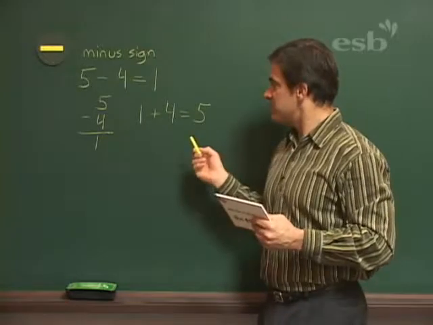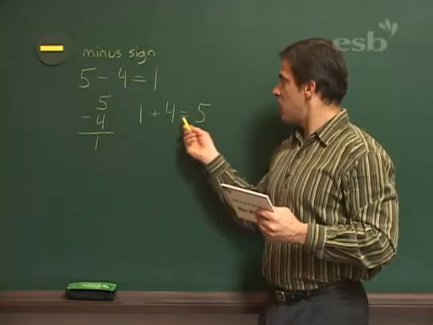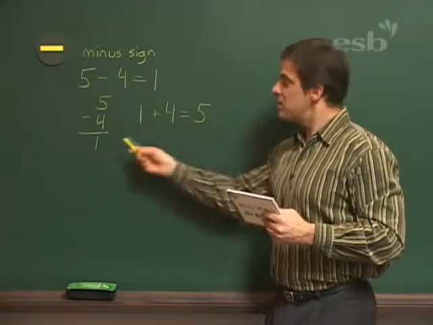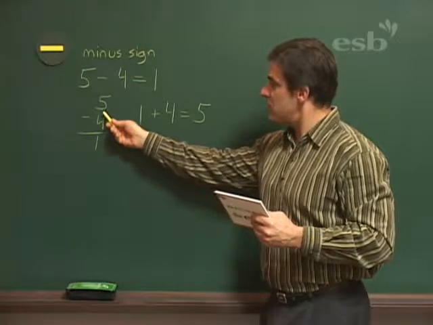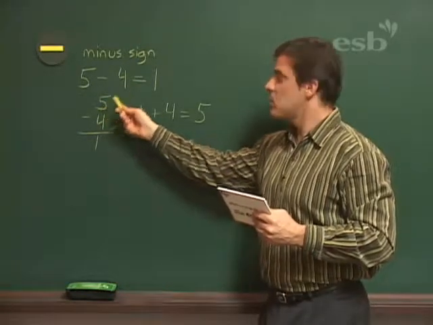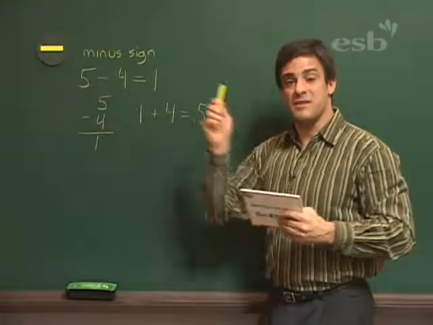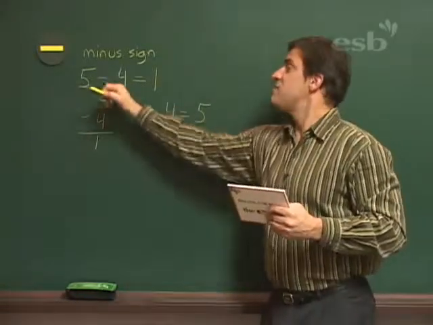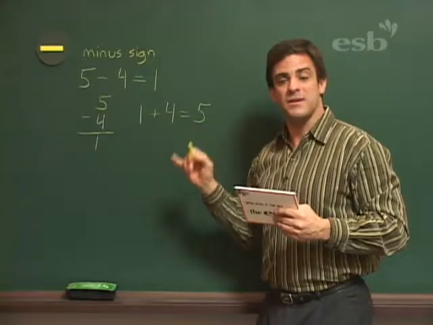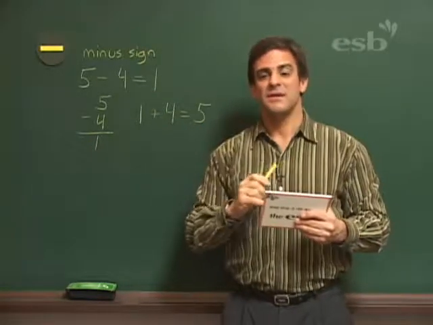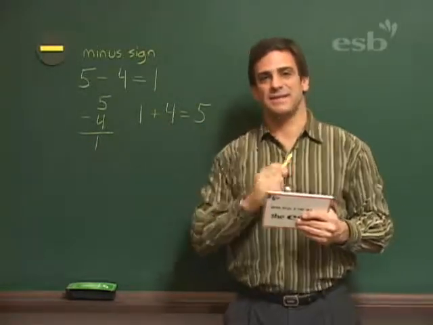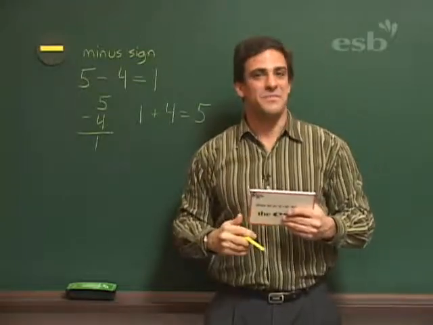And it is. 1 plus 4 equals 5. Therefore, 5 minus 4 equals 1. We're correct. We got the answer right. Okay, good work everyone.